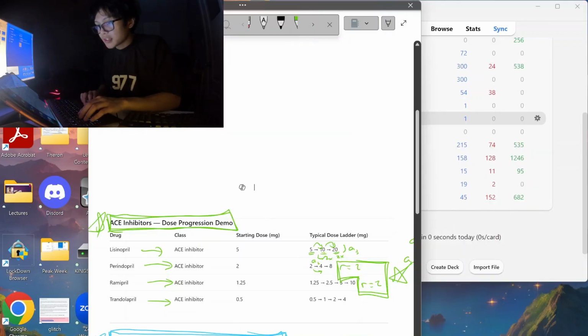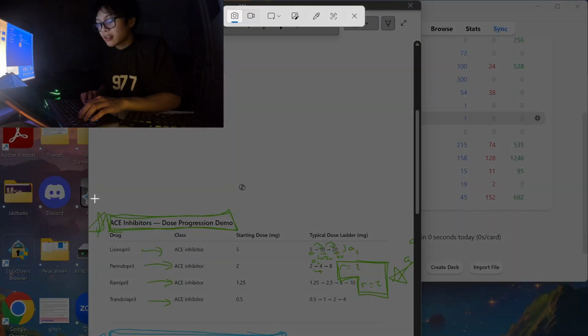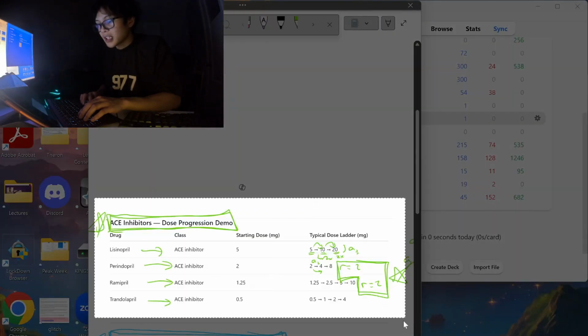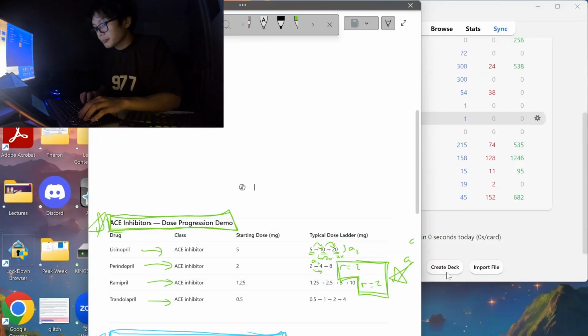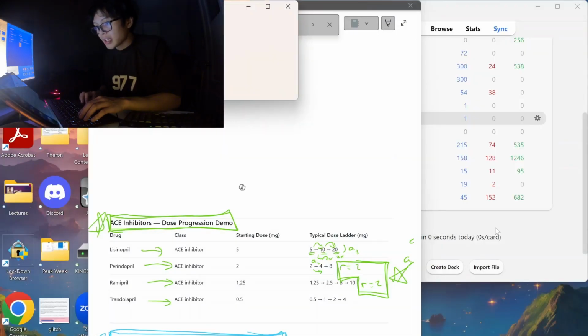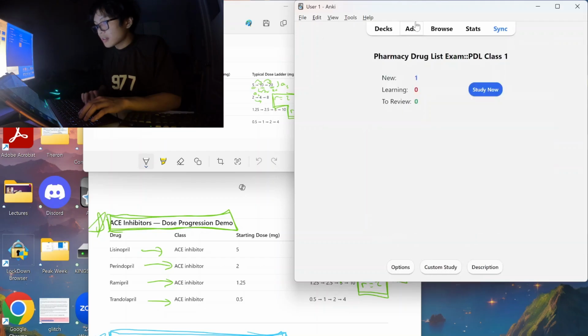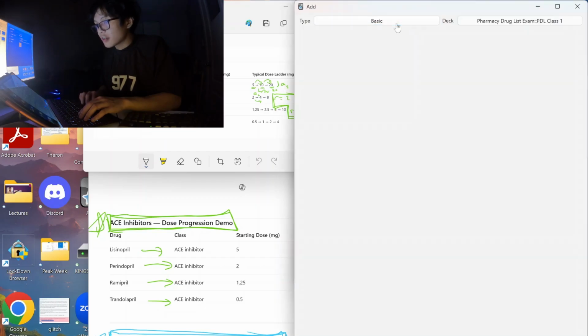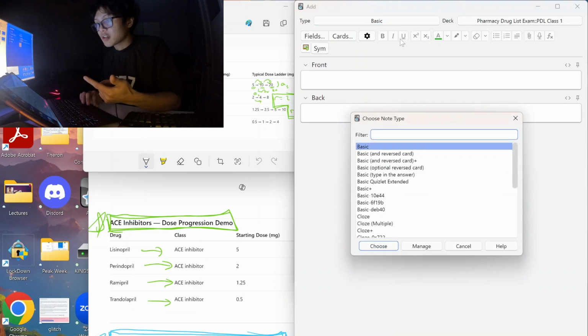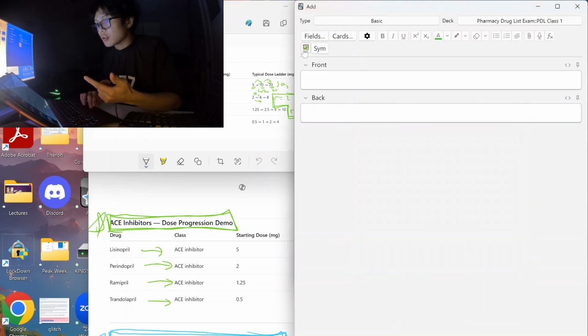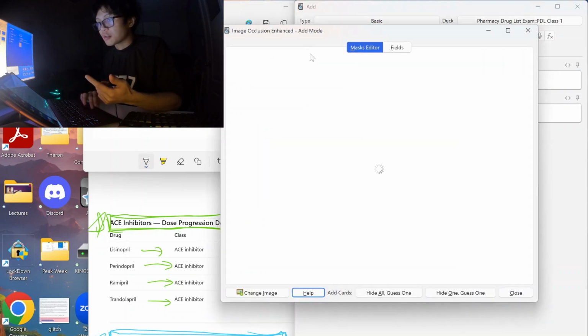I would take a screenshot of the table of interest, and then what I would do next is I would click on add flashcard, and then I'd switch the type of flashcard to occlusion. Or honestly, I wouldn't even need to do any of that. I could just click on this feature here.